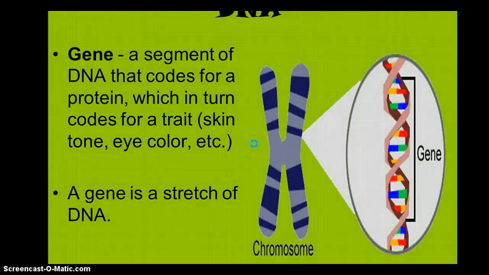So I just went over how a gene is a segment of DNA that codes for a protein, which in turn is going to code for a trait, skin tone, eye color, etc. A gene is a stretch of DNA. So if we take those sequences of DNA, adenine binding with thymine, cytosine binding with guanine, we take one strand of that DNA, and just a segment of that strand is a gene, and that gene might code for skin tone, eye color, etc.